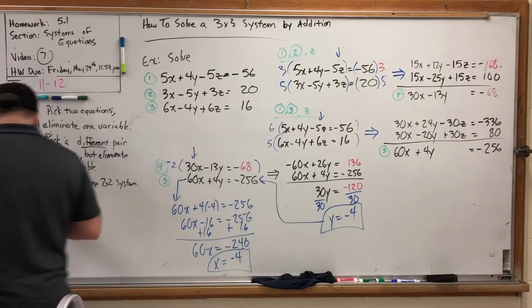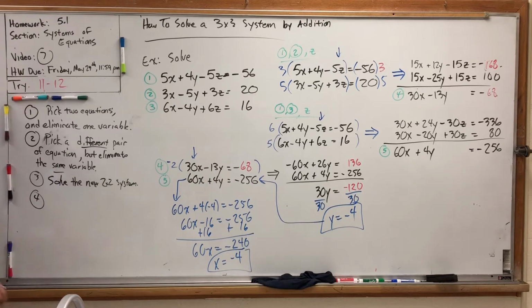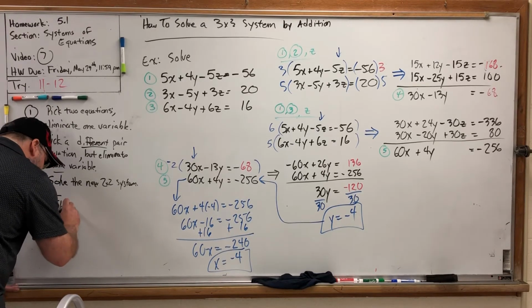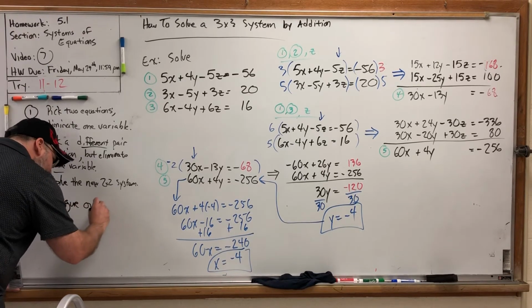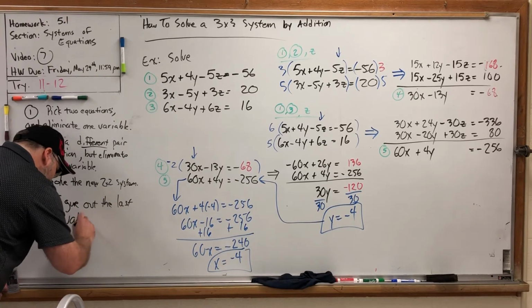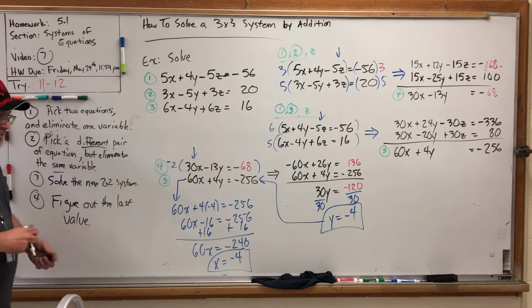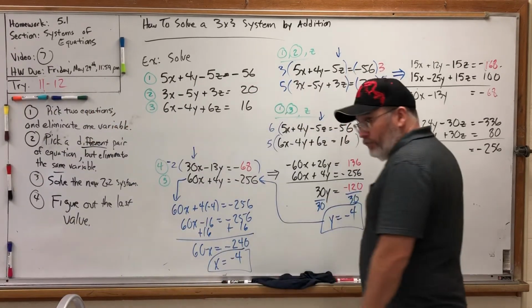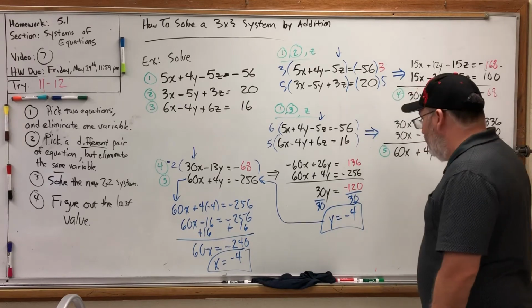By the way, fourth step and final step, after you've solved the 2x2 system, you'll know 2 of the 3 variables. I'm just going to say figure out the last value. If you want more specific, take the solution to the 2x2 system, substitute it into one of the original 3, and figure out the missing variable.